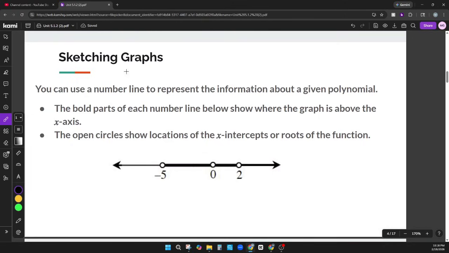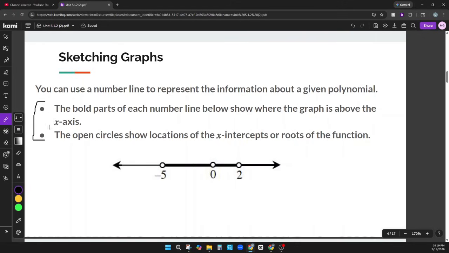So it's labeled Sketching Graphs, and it says, you can use a number line to represent the information about a given polynomial. And then I have two bullet points describing what's going on with my number line. Okay, so the first point says the bold parts of each number line below shows where the graph is above the x-axis. And the second bullet point says the open circles show the locations of the x-intercepts or roots of the function.